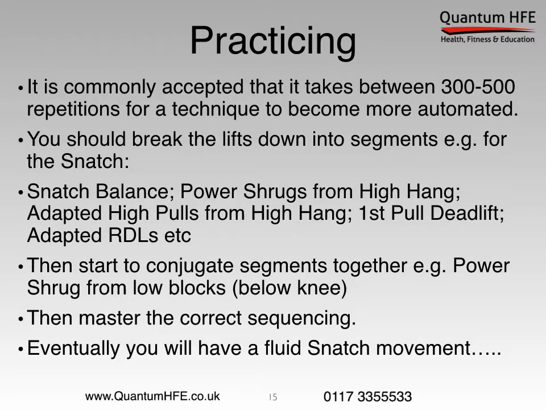So if we were looking at the snatch as one of the lifts, we would break it down to go through things like the snatch balance to learn the catch and recovery. We'd go through power shrugs from a high hang, adapted high pulls from a high hang, first pull deadlifts, adapted Romanian deadlifts, and spending time and almost thinking I need to be doing about 300 to 500 reps minimum for each of these individual sections, and then I can start looking at putting them together. Once you've mastered each of those, then you start to conjugate those segments together. So you might do a power shrug from the low blocks as an example, and you start to link these phases next to each other. And you will find that it's much easier to learn the lifts if you've practiced all these individual segments to a reasonable number of repetitions.